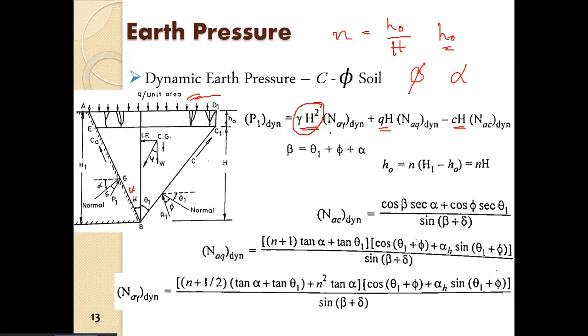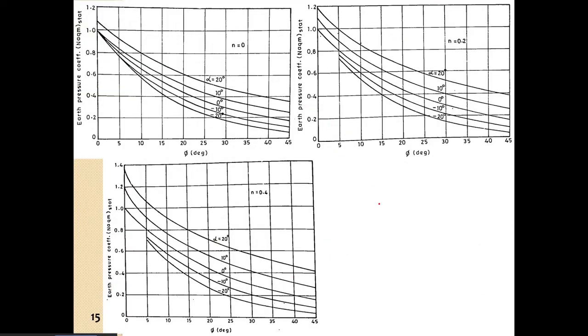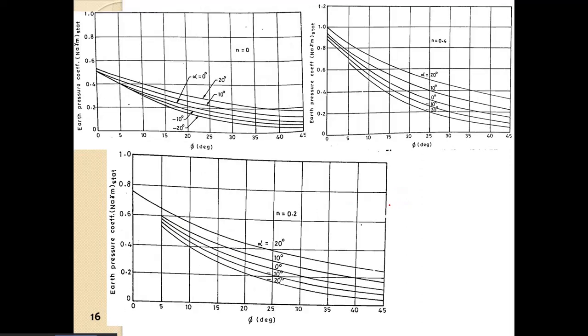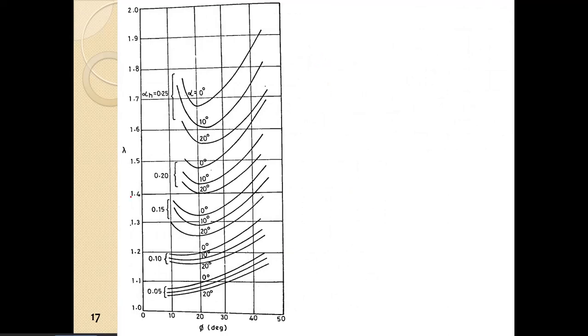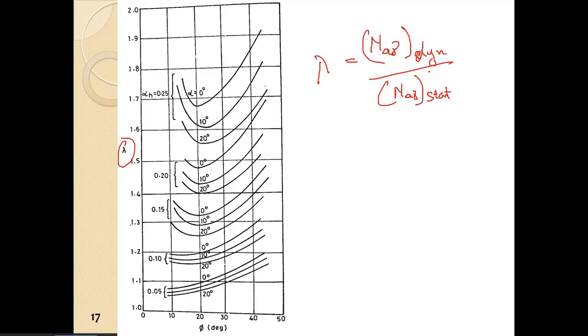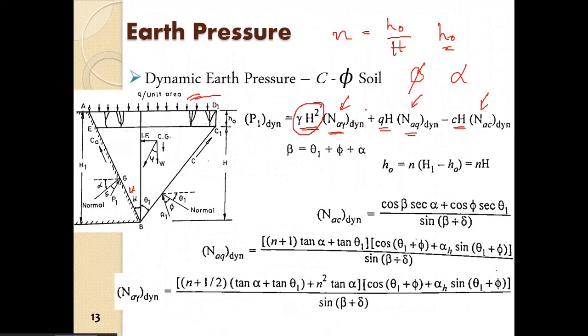So there are coefficients for the unit weight and frictional component, the coefficient for the surcharge placed on top of the backfill surface, and similarly the coefficient for the cohesion. From there you can find out easily. First of all we have to find out the coefficient for the static case, and then from there we find the lambda factor. For the unit weight, we have the dynamic by the static. So ultimately we find out the dynamic coefficient, place it there, and find out the active earth pressure.